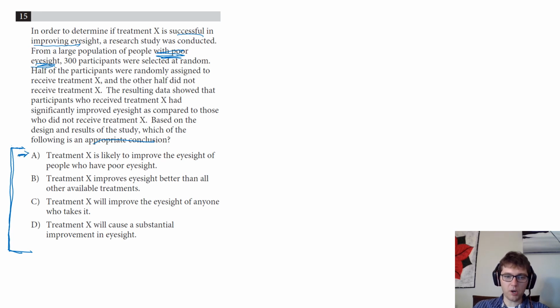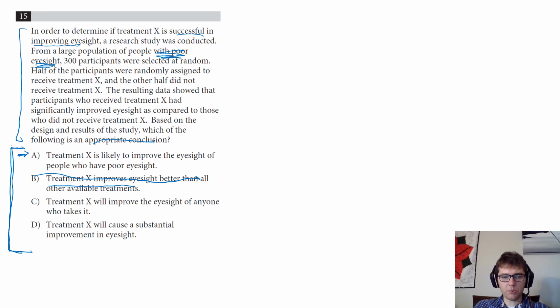That's just the nature of this problem. B, treatment X improves eyesight better than all other available treatments. We can't say that. This paragraph makes no mention of other treatments. It just means your study was this treatment or no treatment at all. So you don't know anything about other treatments.